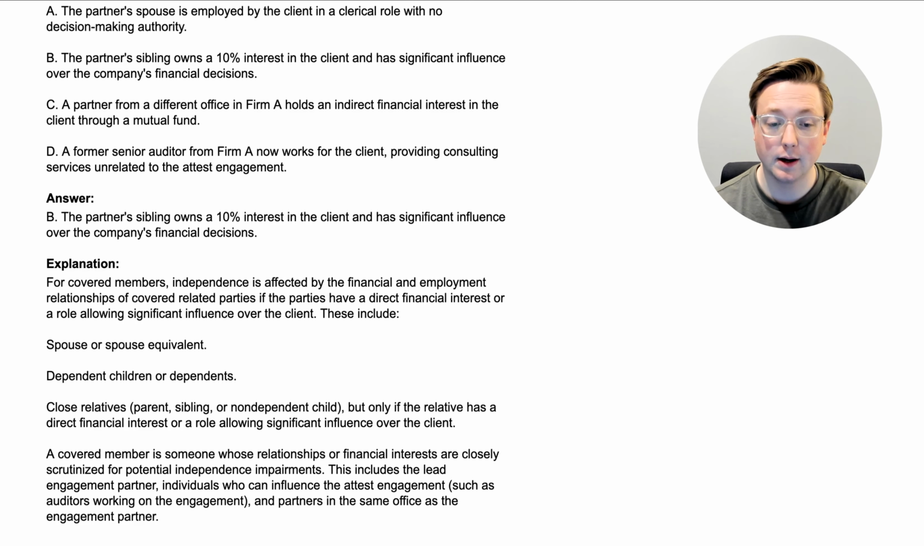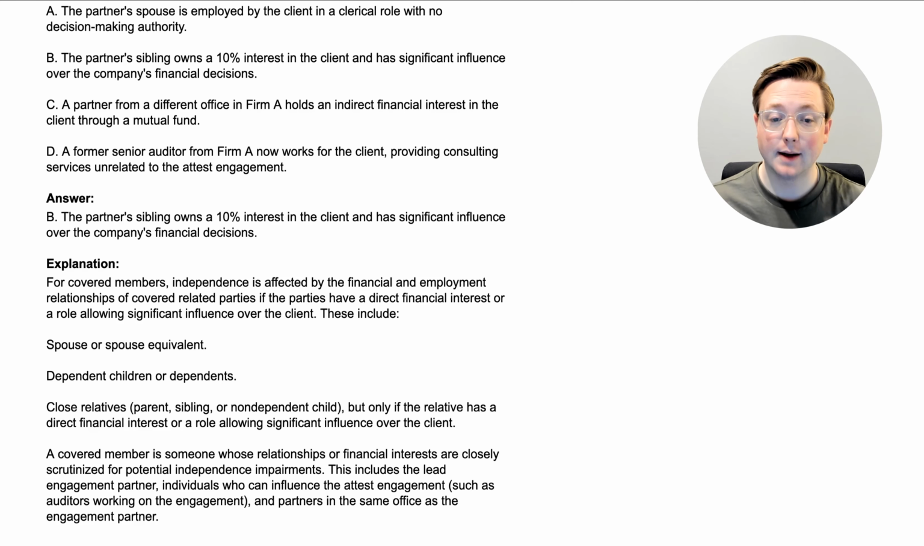And one thing that I want to point out that we haven't covered yet, what is a covered member? Who is somebody that has to have independence? A covered member is someone whose relationships or financial interests are closely scrutinized for potential independence impairments. This includes the lead engagement partner, individuals who can influence the attest engagement, such as auditors working on the engagement, and partners in the same office as the engagement partner. So partners who are leading it, partners who are in the same office as the partner who's leading the engagement, and all the auditors working on an engagement are covered members. Therefore, they are the ones who have to have independence themselves.